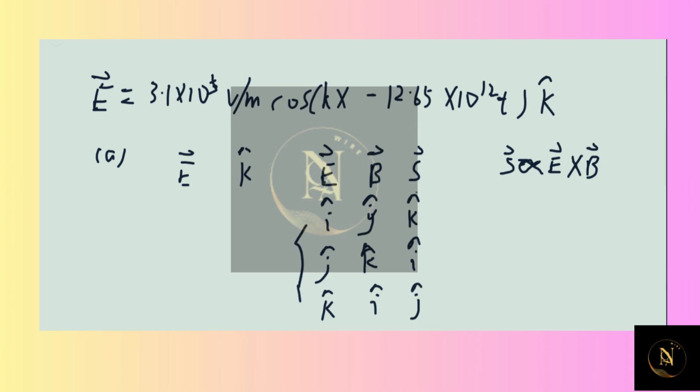So in this way, because we know the E in this problem is along the k direction, we can easily see that the B is along, so k is here, right? So B is along the I direction. Okay, so this is part A.